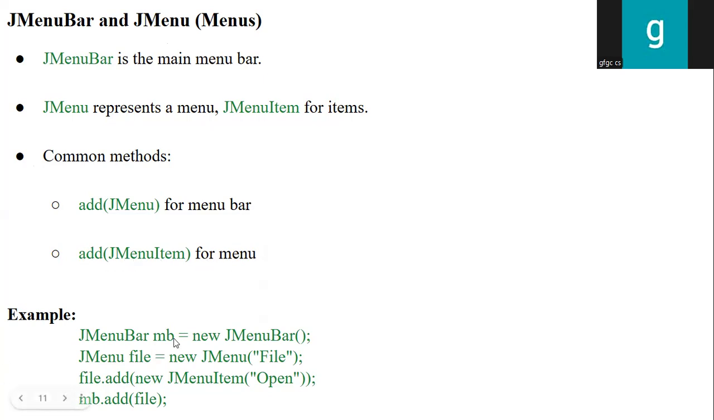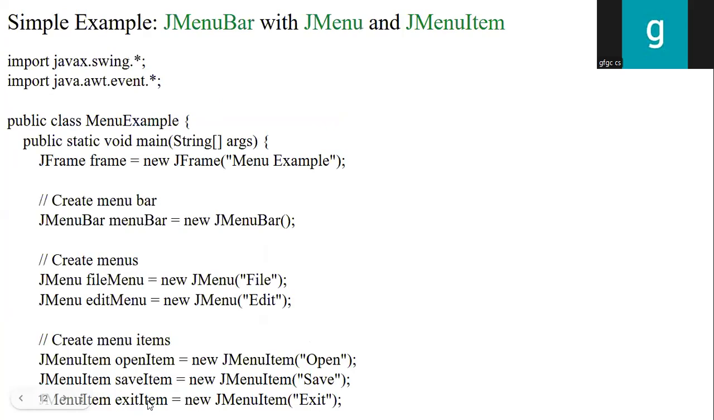Example: JMenuBar, I have to create the menu bar. For that, I need the class: JMenuBar mb is equal to new JMenuBar. In that particular menu bar, I want to add the menus, called the file menu. Next, to that file menu I want to add menu items called open, and then mb add file.